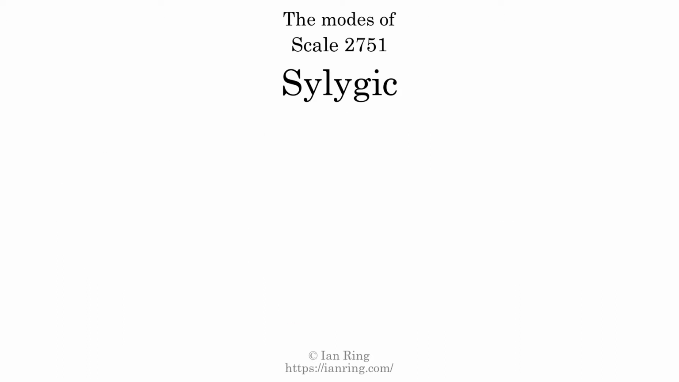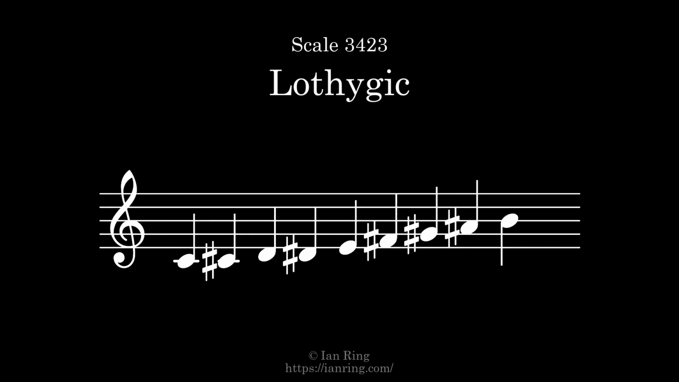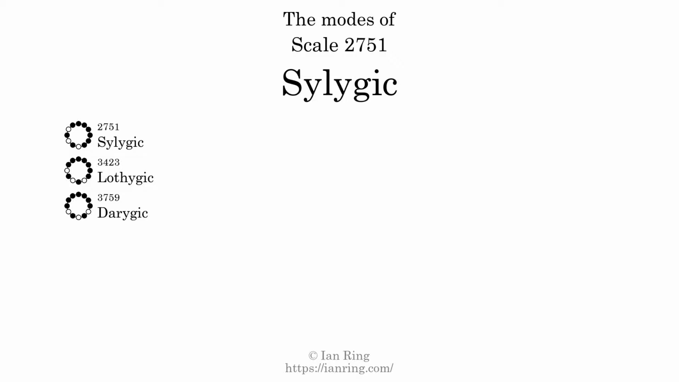This scale has 9 modes. The first mode is itself. The second mode is scale 3423, also known as lethargic. It sounds like this. The third mode is scale 3759, also known as dirigic. It sounds like this.